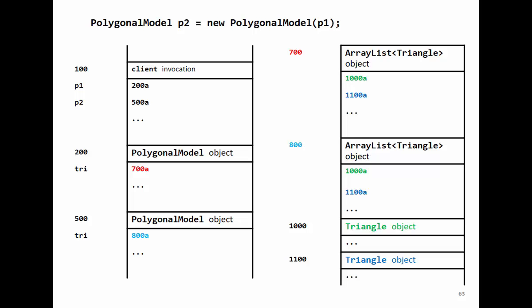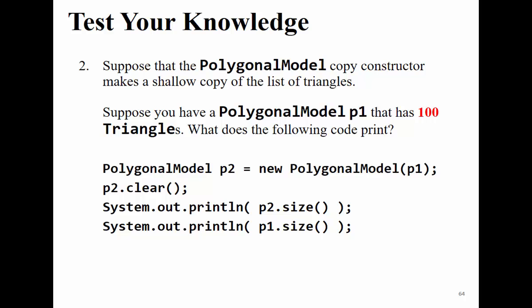So you can see here, both have their own array lists, one at address 700, the other one at address 800. Two independent array lists, but both have the same elements, the same triangles, here at addresses 1000 and 1100. This is what we call a shallow copy. Now, given that, take half a minute and test your knowledge here.